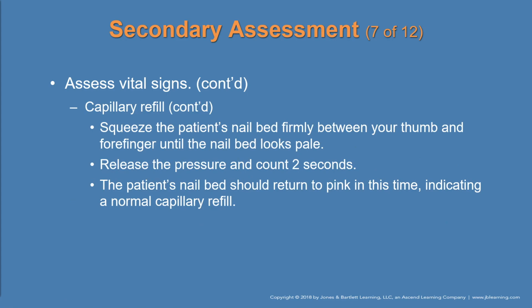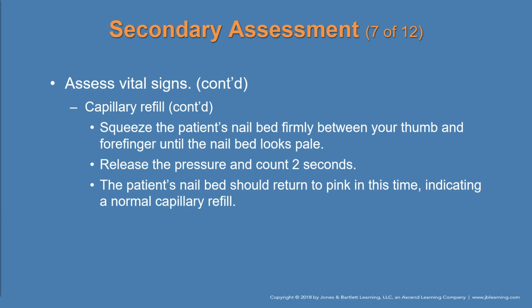Okay, so the next thing we want to talk about is capillary refill. So Daniel's asking the shortcut for counting breaths. Was it count for 30 seconds and multiply by 2? Yes, absolutely, because we want to get the breaths per minute or beats per minute of the heart. And so we can shortcut that by counting for 30 seconds and multiplying it by 2, which gives us 60 seconds, which is 1 minute.